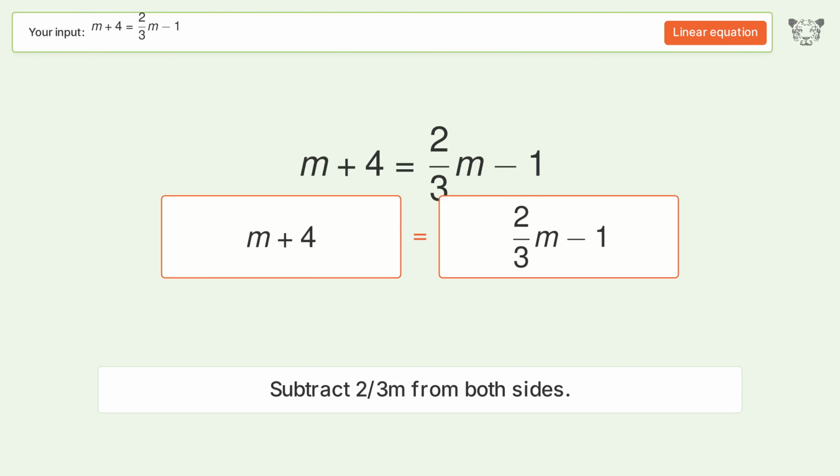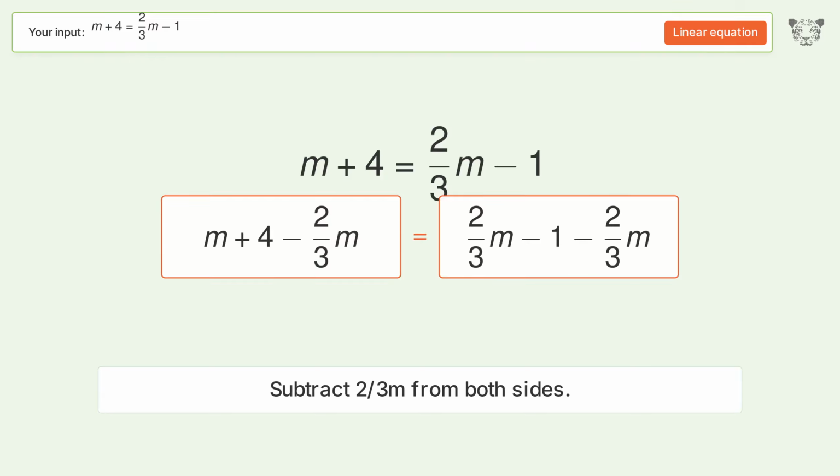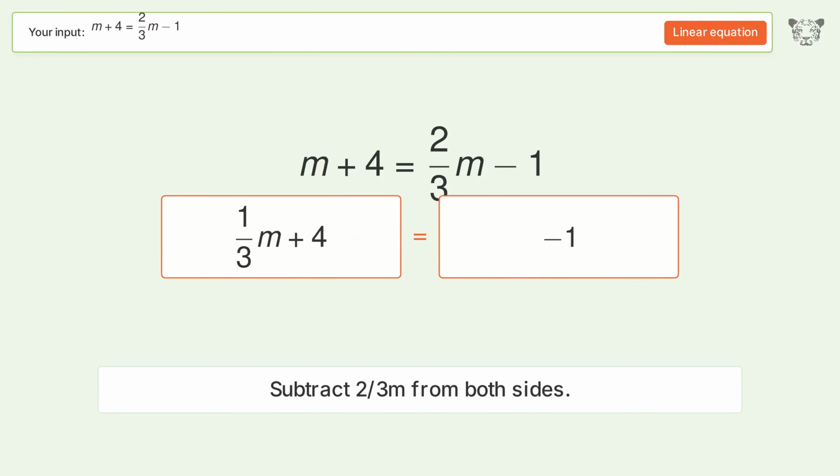The right side has (2/3)m. To collect the m terms on one side, subtract (2/3)m from both sides. That gives (1/3)m + 4 = -1.